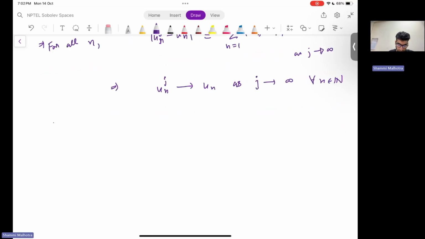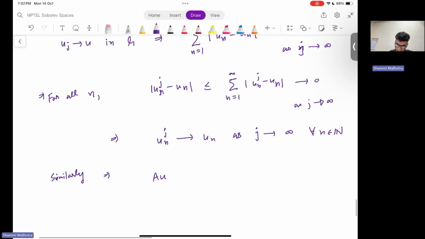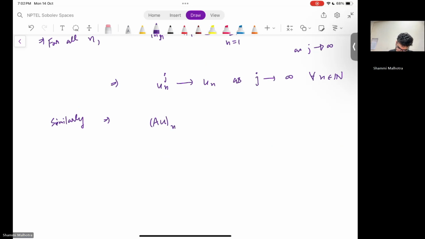Similarly, with the same thing, we can prove that we have a u with au_j, so au_j^n converges to f_n as j tends to infinity. This holds for all coordinates.